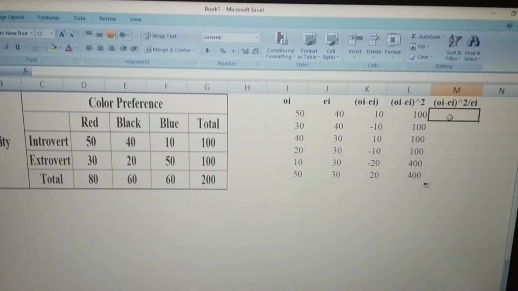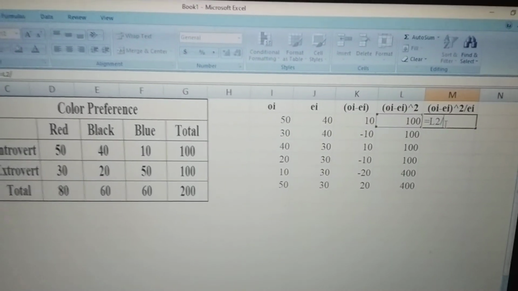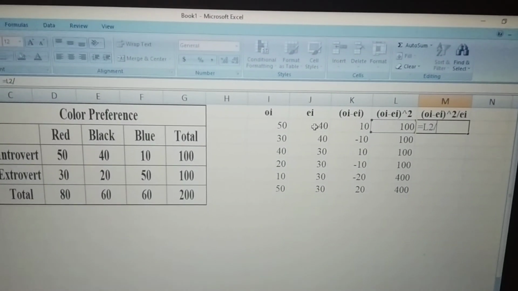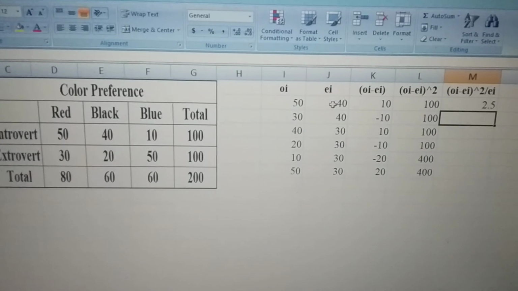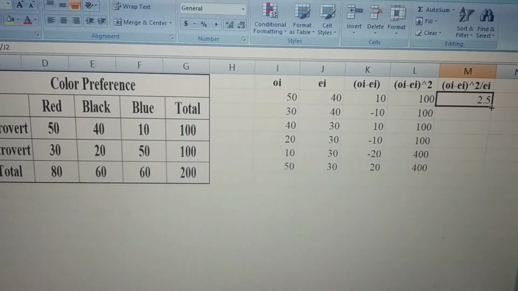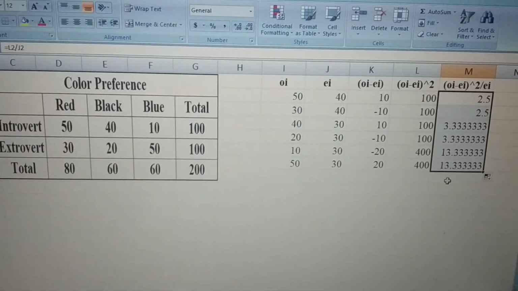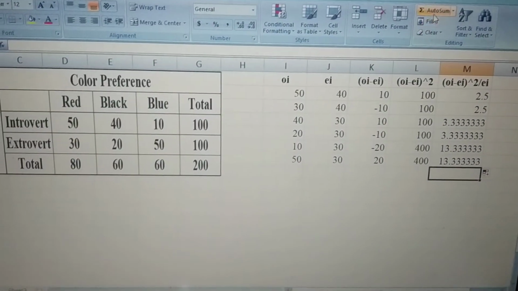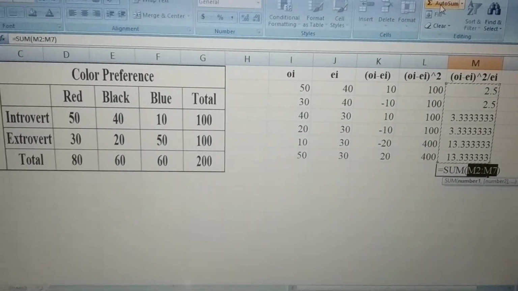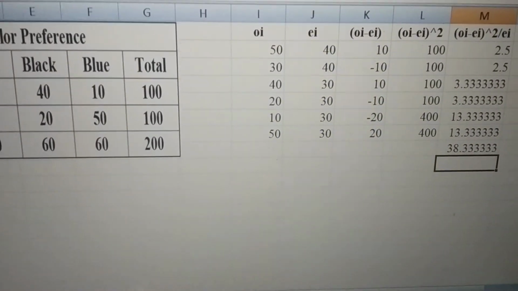The last column is (OI minus EI) whole square divided by EI, that is 100 divided by 40. So I got 2.5, and then I drag and drop it. Adding all these values with the auto sum option, I get the answer of chi-square, that is 38.33.